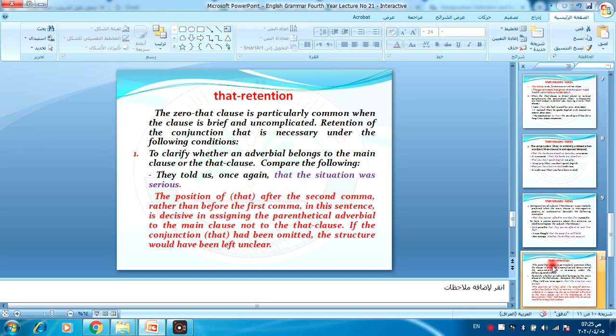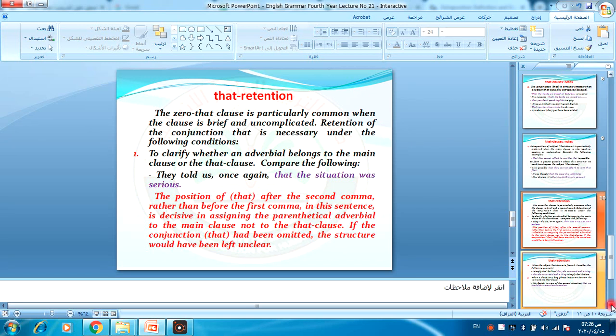First, to clarify whether an adverbial belongs to the main clause or the that clause. So compare, for example, they told us once again that the situation was serious. The position of that after the second comma rather than before the first comma in this sentence is decisive in assigning the parenthetical adverbial to the main clause, not to the that clause. If the conjunction that had been omitted, the structure would have been left unclear, and the meaning and interpretation would be unclear too.